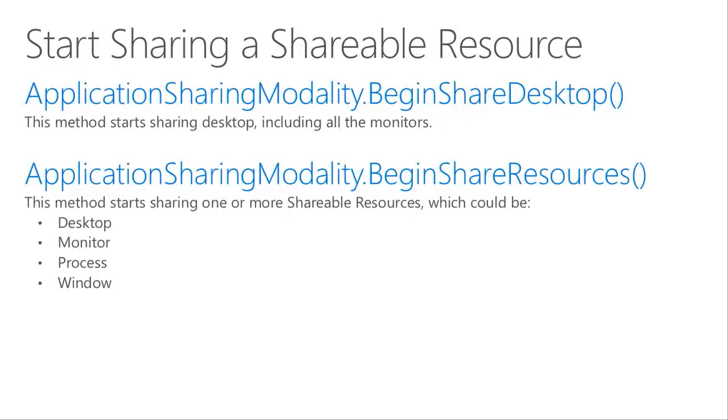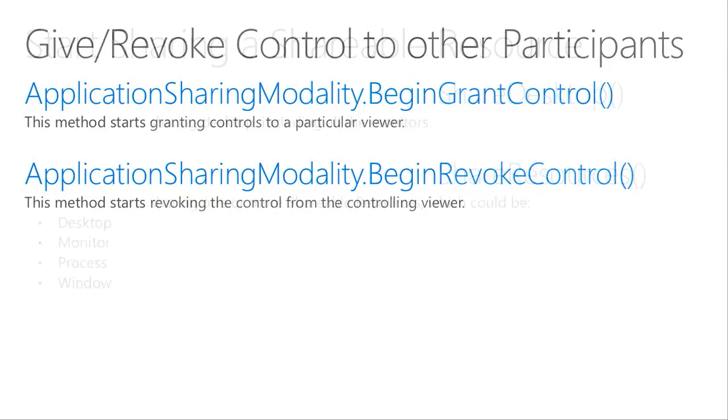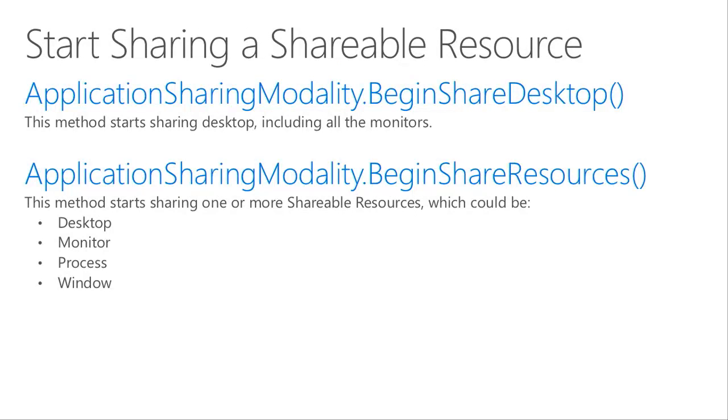So the next step is to start sharing. It's simply called begin share something. We have a shortcut for sharing desktop. You can just call begin share desktop to share the desktop, or you can use begin share resources with a list of shareable resources like desktop, monitor, or process, or windows.